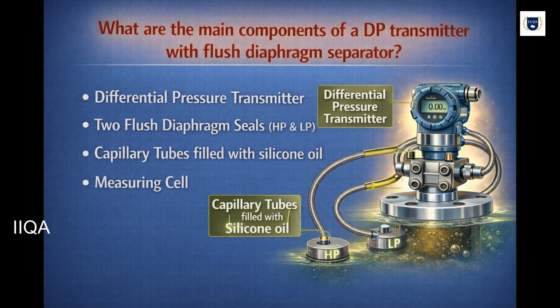What are the main components of a DP transmitter with flush diaphragm separator? Differential pressure transmitter, 2 flush diaphragm seals, HP and LP, capillary tubes filled with silicone oil, measuring cell.